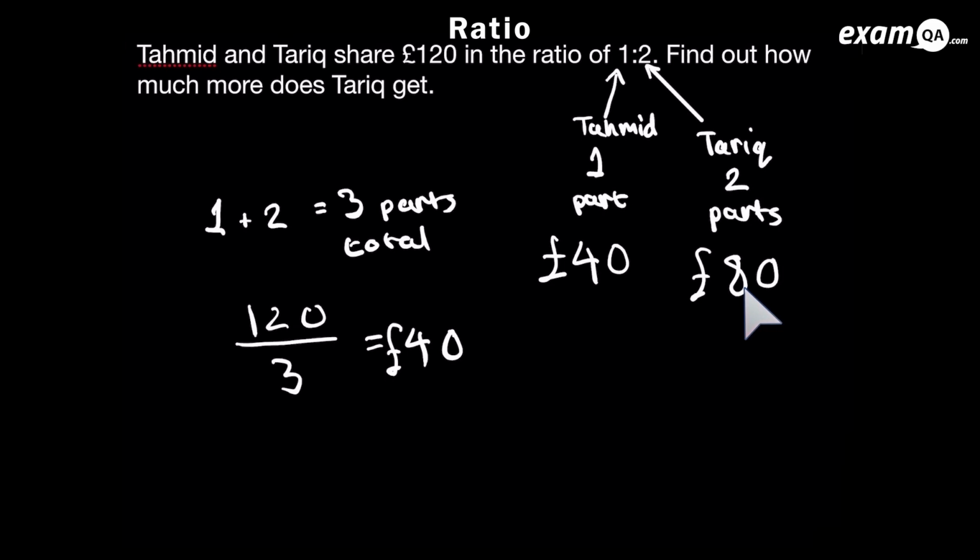And now we can work out how much more Tariq gets. You're just going to do 80 minus 40. So Tariq gets £40 more than Tahmid.